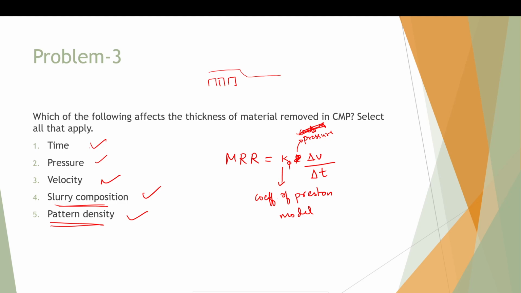Yeah, P is there because pressure is already dependent, right? So you can write P also in the proportionality. So Kp into P del V by del P is also there, right? Yeah, exactly, P is there. Pressure should not be there. Okay, fine.